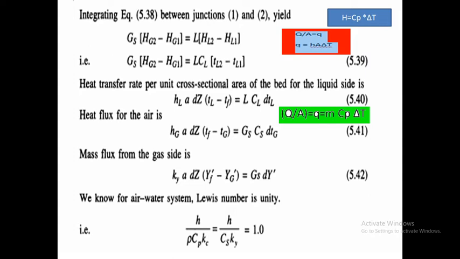For our case, heat transfer rate per unit cross sectional area, capital Q by A, is nothing but heat flux. So coming to this point, for liquid, the heat transfer coefficient is HL, and area is nothing but height into width. Height is dz, width is a small a, and the change in temperature is TL minus TL. Are you clear or not?